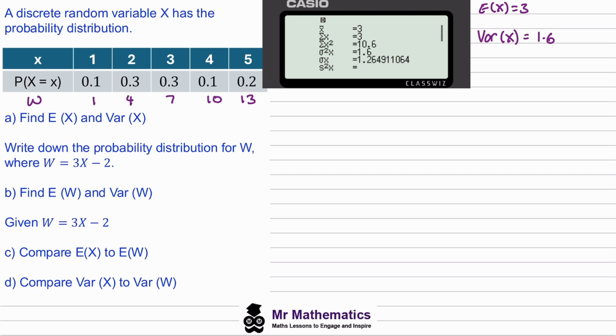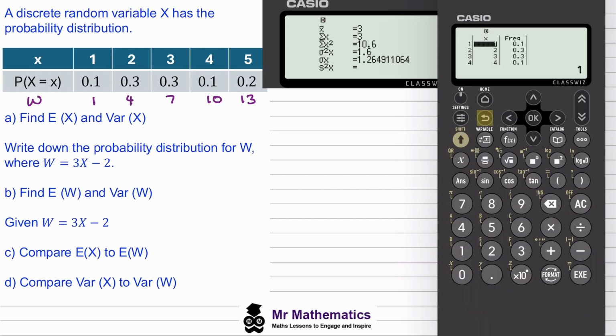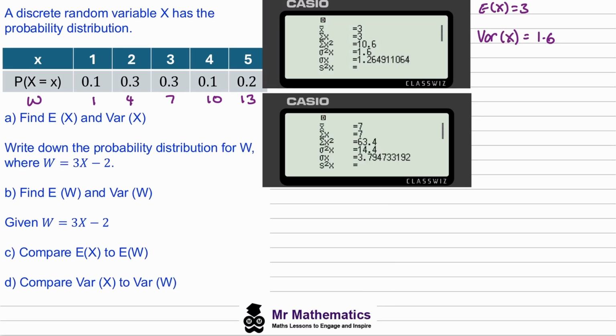And then we need to work out the expected value for W and the variance of W. And again, I'll do this on a calculator. So if we go back and we'll change our X values to W, and we'll leave the probability values the same, then we'll execute this, one variable results, and again, I'll screenshot this display. So you can see that now our expected value for W is 7, and the variance is 14.4.